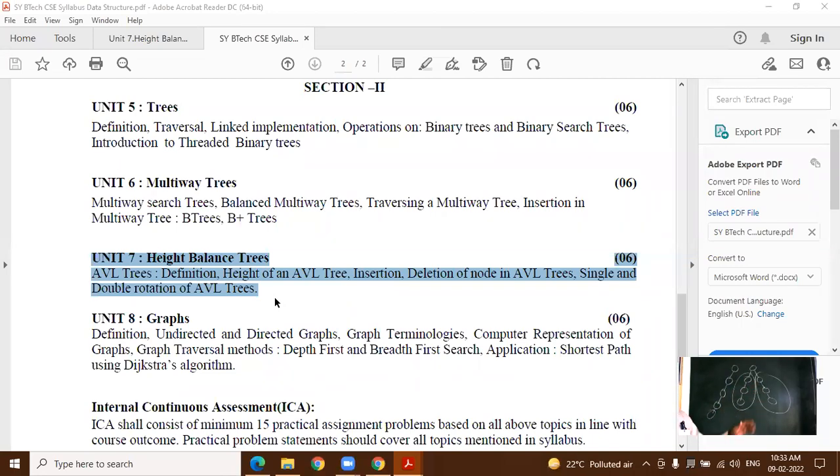Now in the single, again, left rotation, right rotation. Now in the double, again left-right, right-left. So these are the types. We will discuss each and every type, right? Now all of you have got the overview of unit 7 and what the purpose is, why we need to study the height balance tree unit. Now we'll start with the first point.